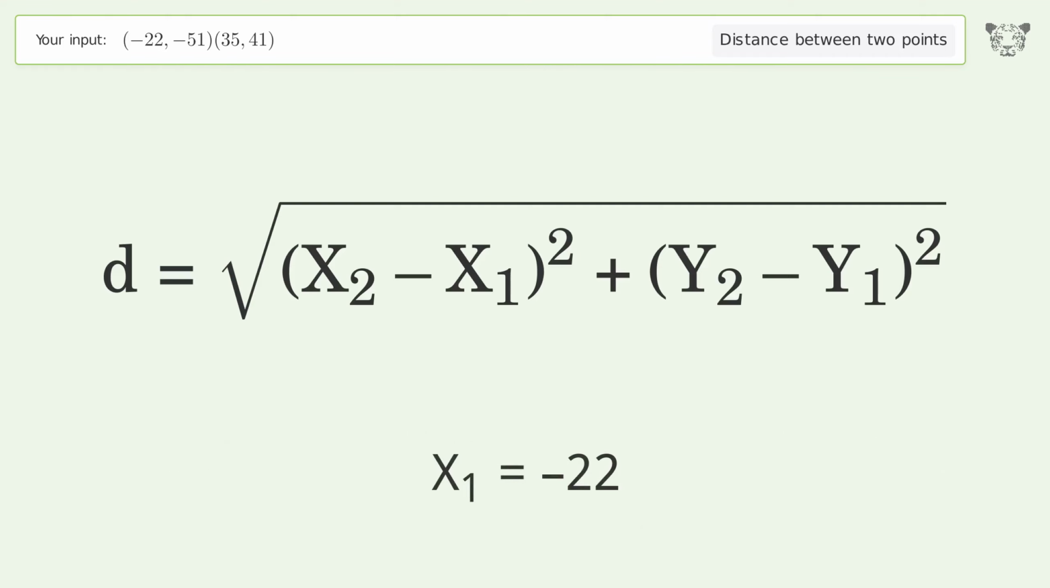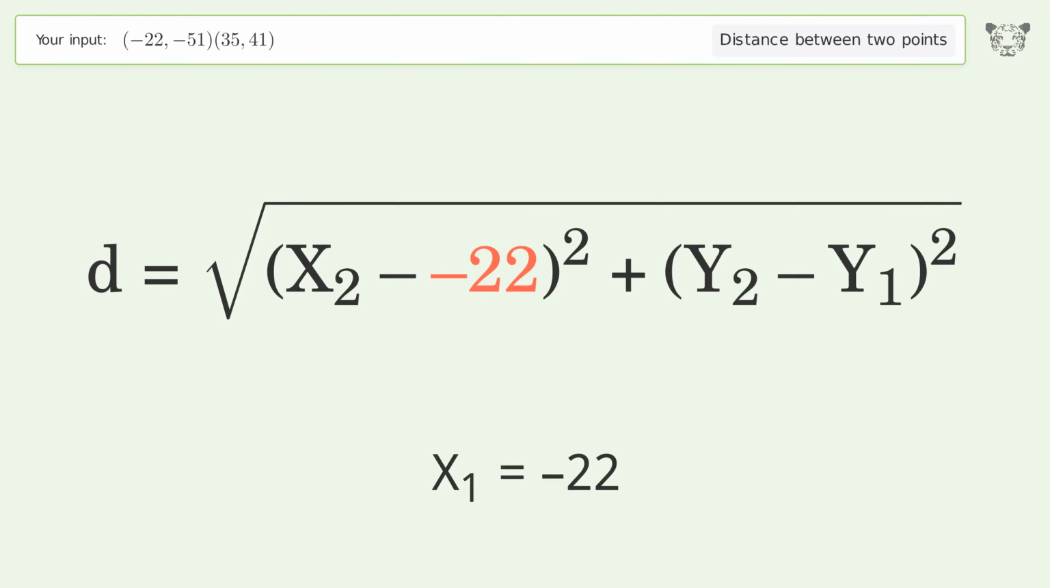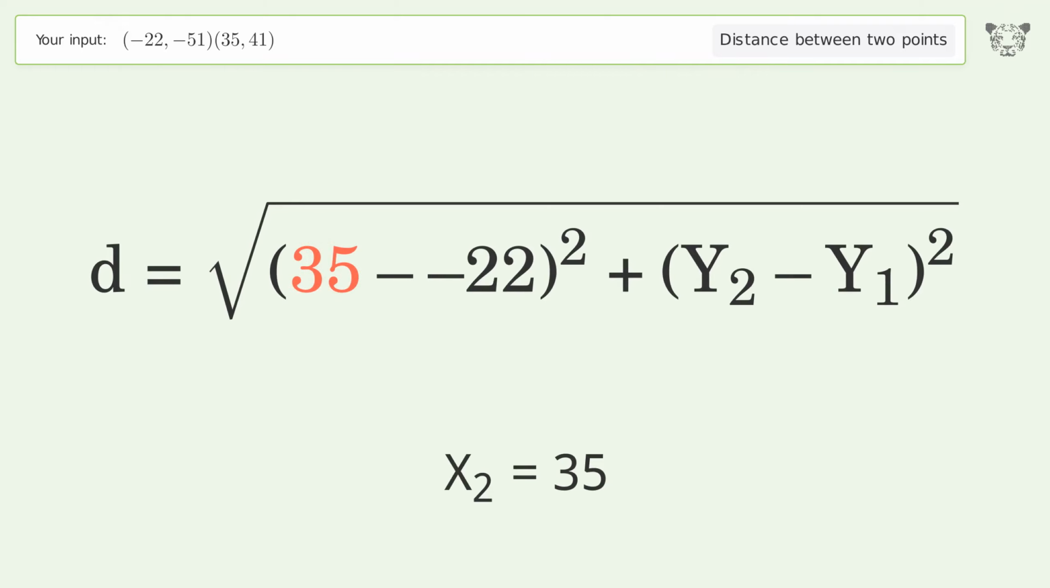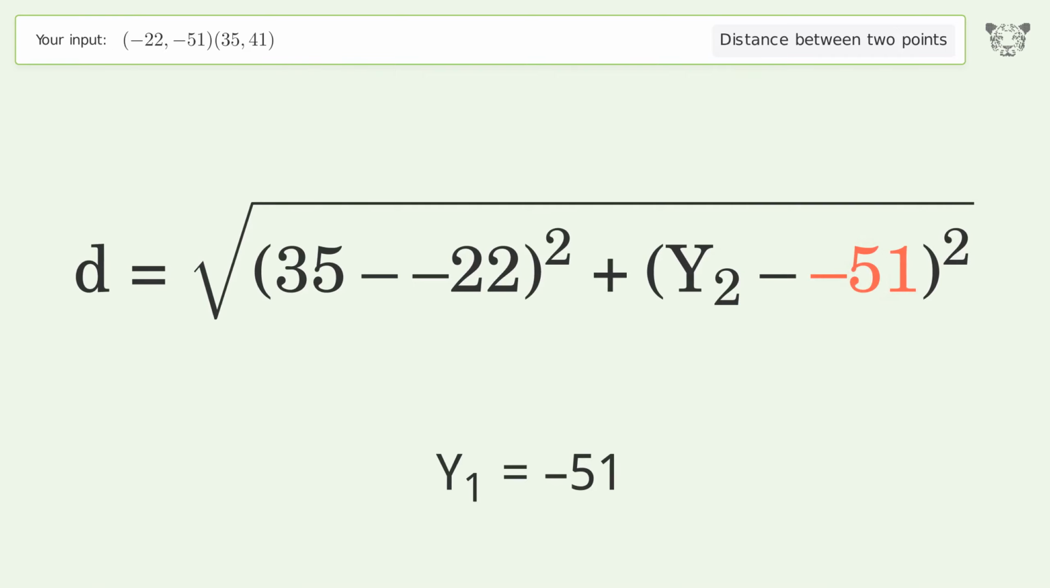x1 equals -22. x2 equals 35. y1 equals -51. y2 equals 41.